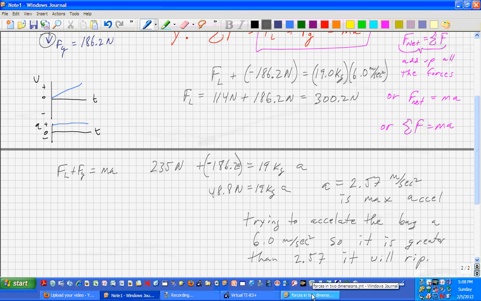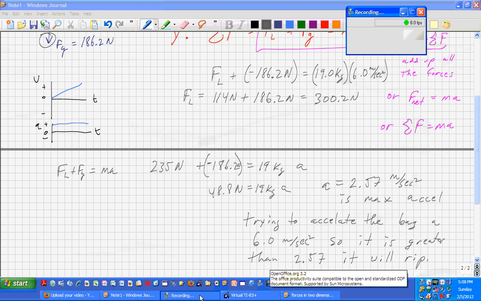Either way is fine. Whichever way you feel more comfortable with. Again, I love this problem because there's a couple of ways to do it. It's awesome.